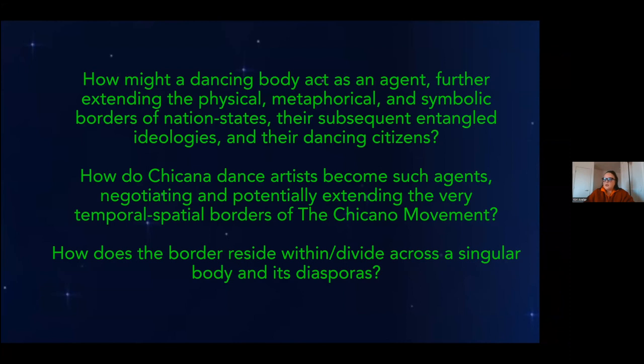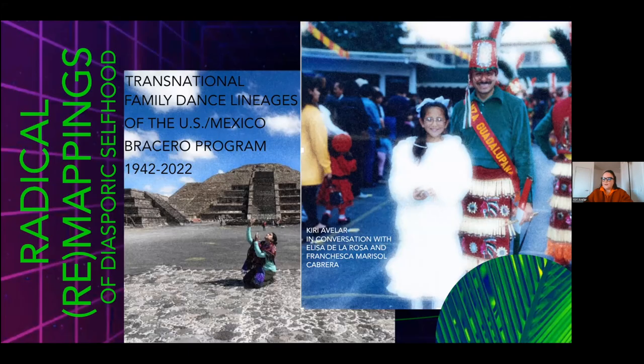How do Chicana dance artists become such agents, negotiating and potentially extending the very temporal spatial borders of the Chicano movement? How does the border reside within and divide across a singular body and its diasporas?